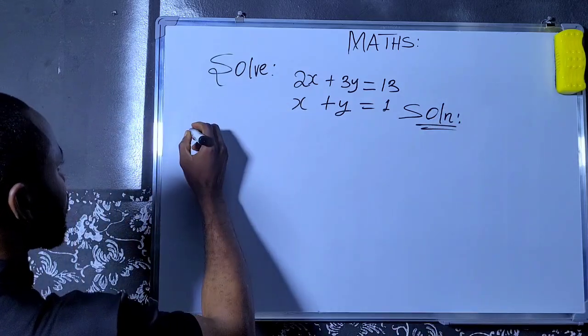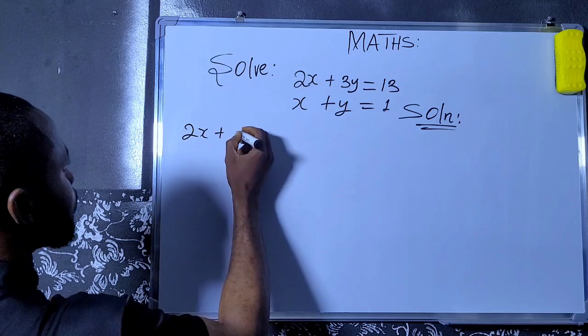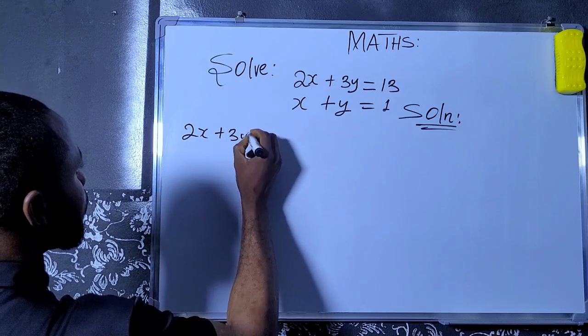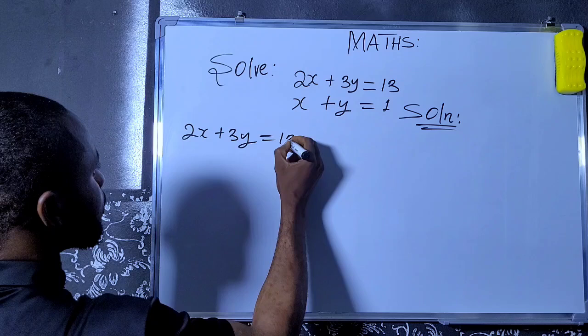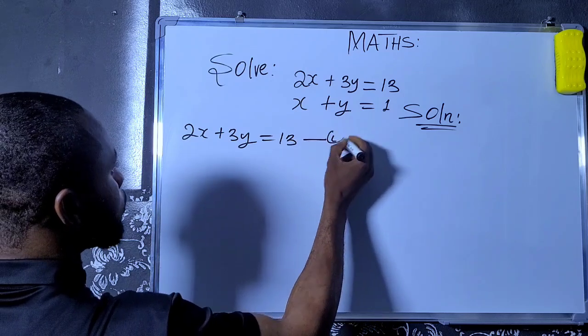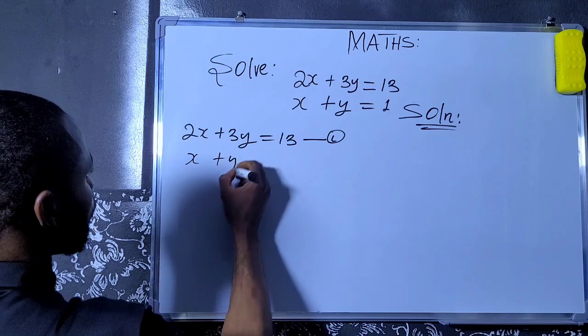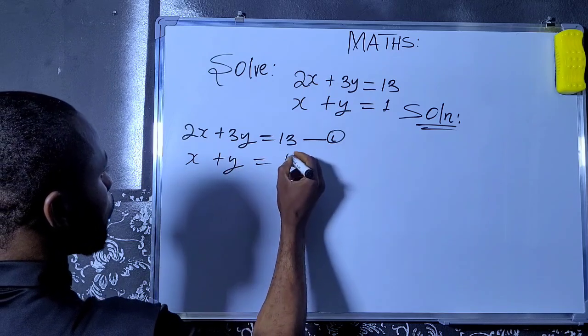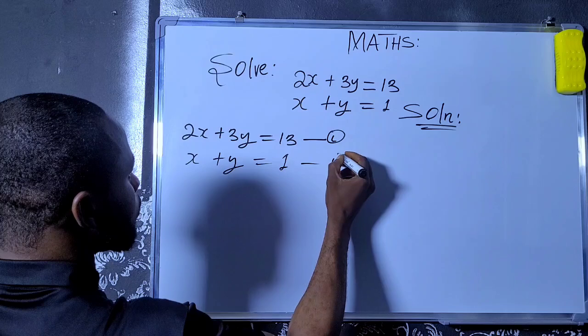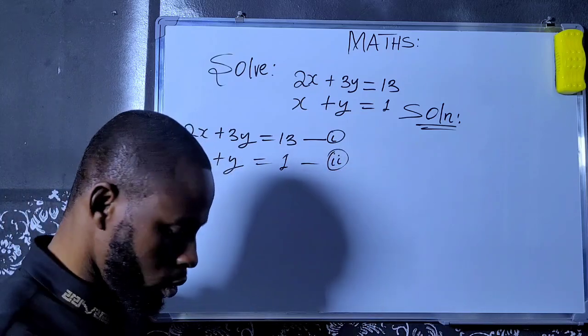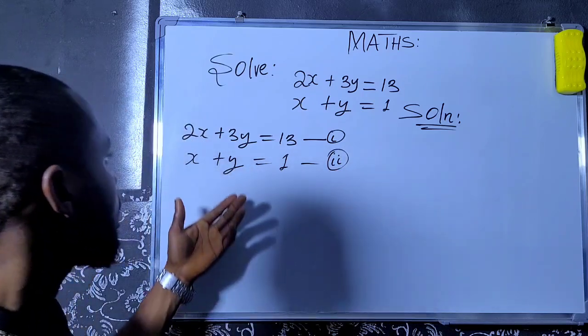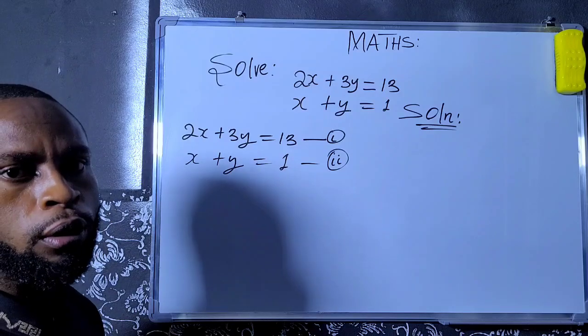I bring down the question here, 2x plus 3y equals 13. Let's mark this equation 1, and x plus y equals 1. Let's mark this equation 2. Here, we are going to start our workings with equation 1.